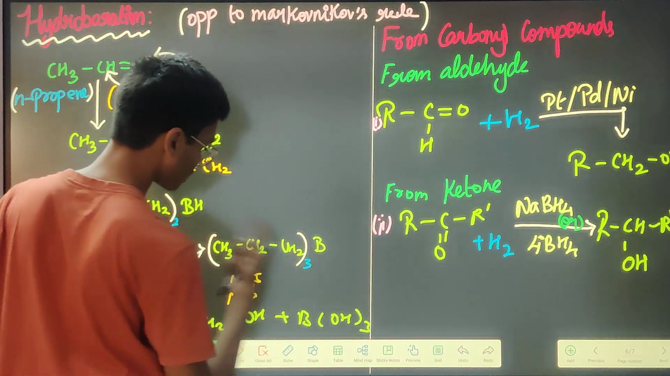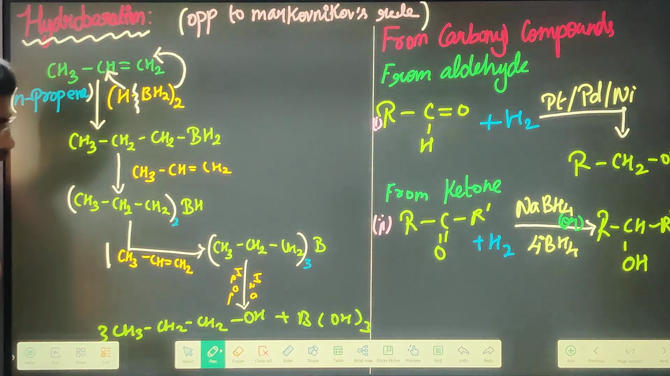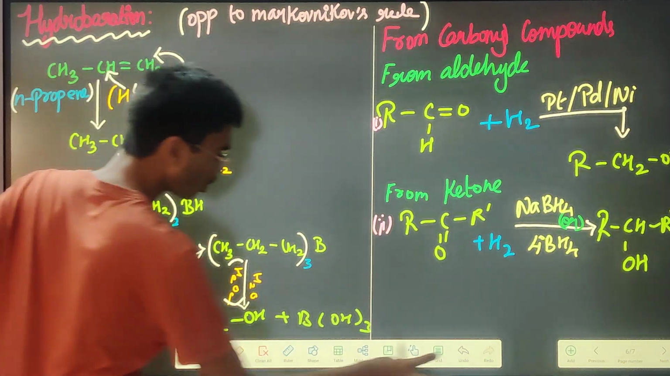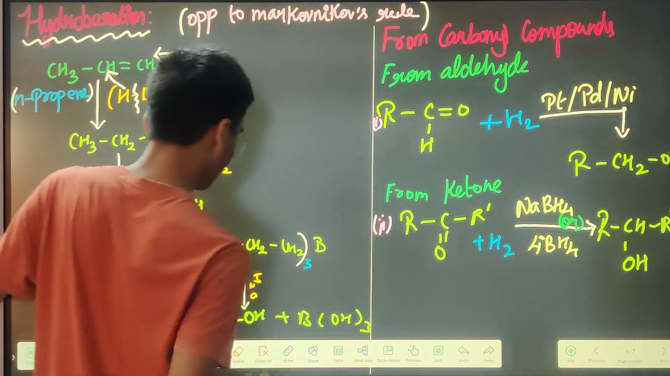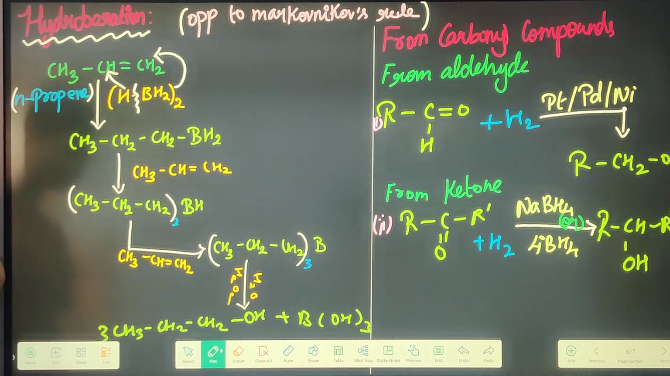So here you are again adding the same compound. This time it will become thrice, and here you will have your boron. Now what you can do is add H2O2, and then also add H2O. By adding H2O, you can very easily get your alcohol.